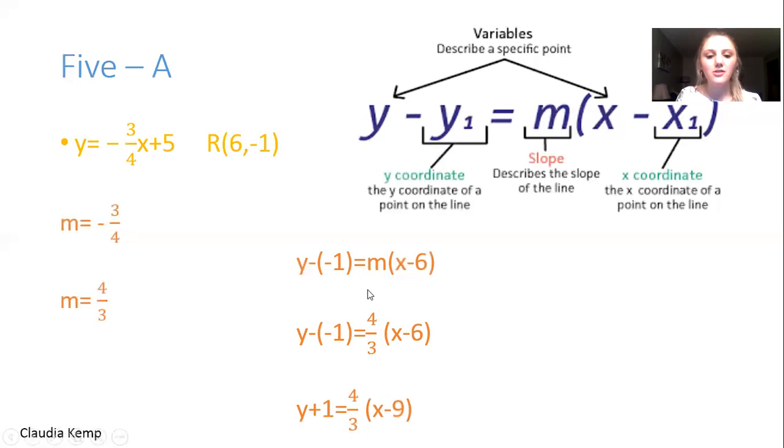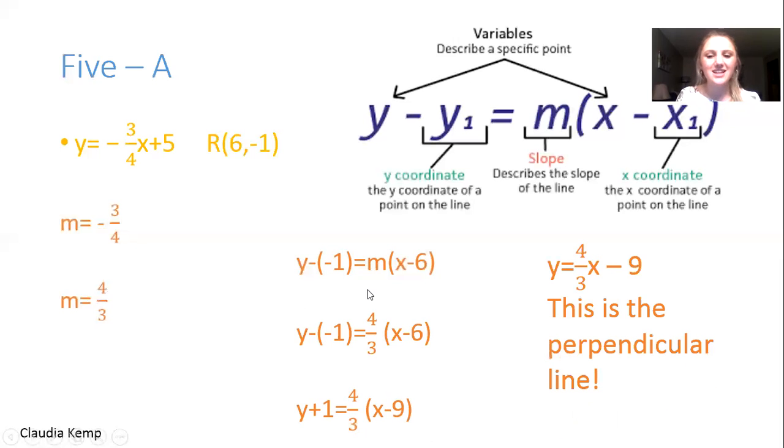Simplify and solve, and we get y plus 1 equals 4/3 times x minus 9, and the final product is, excuse me, y equals 4/3 x minus 9. This final answer is the perpendicular line to y equals -3/4 x plus 5.